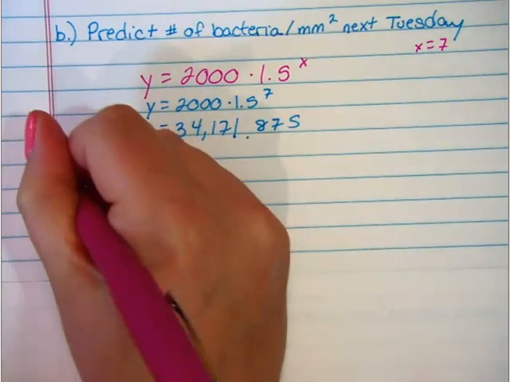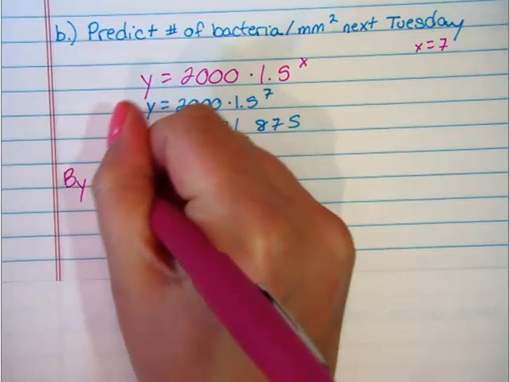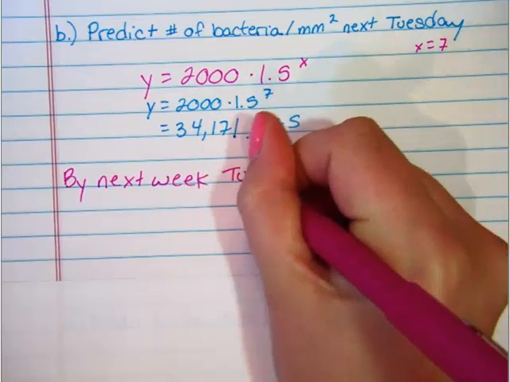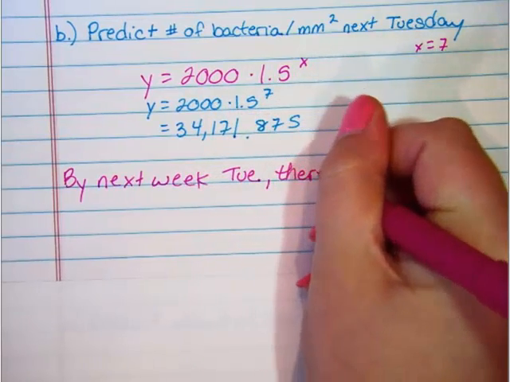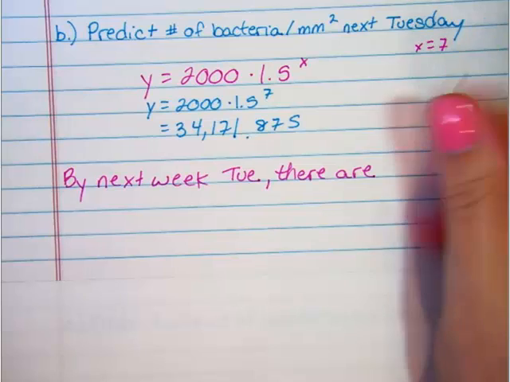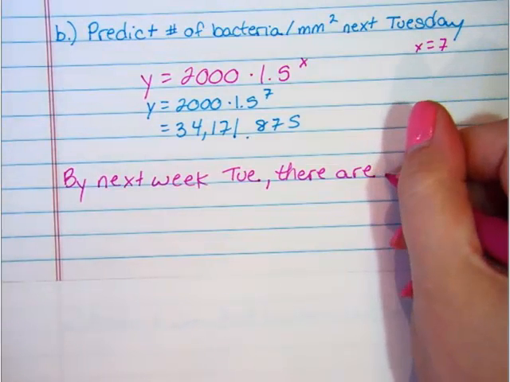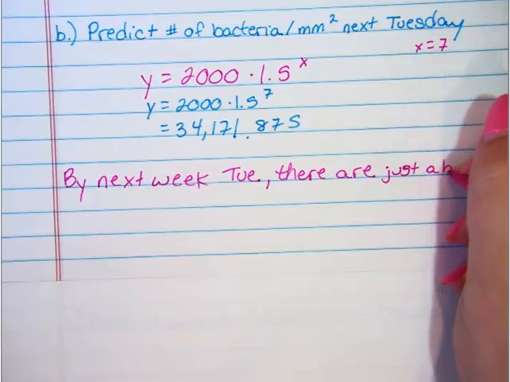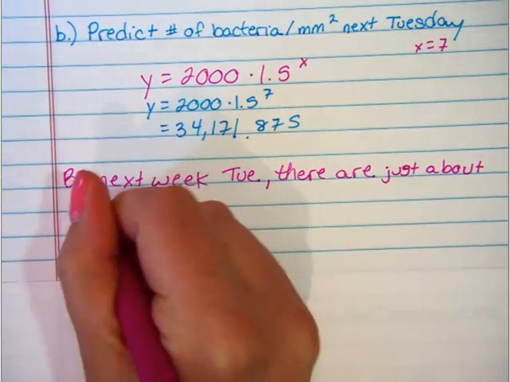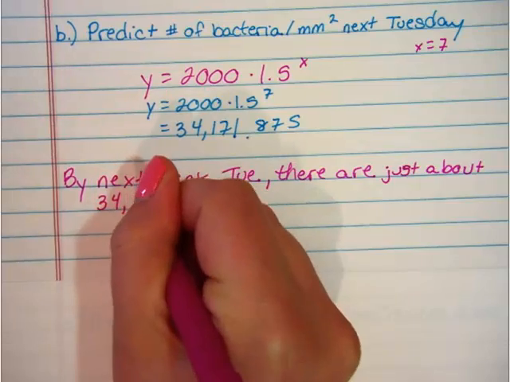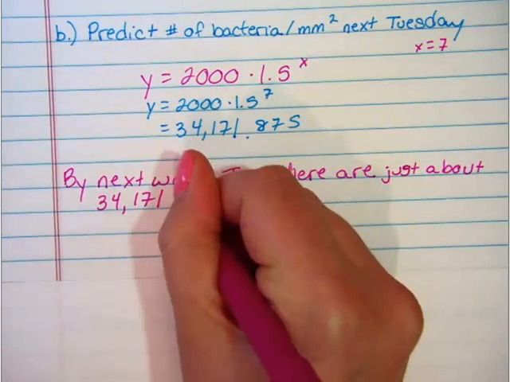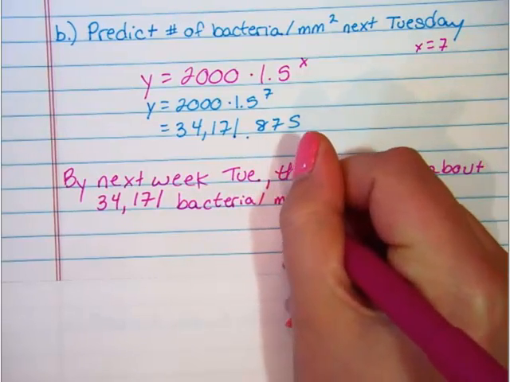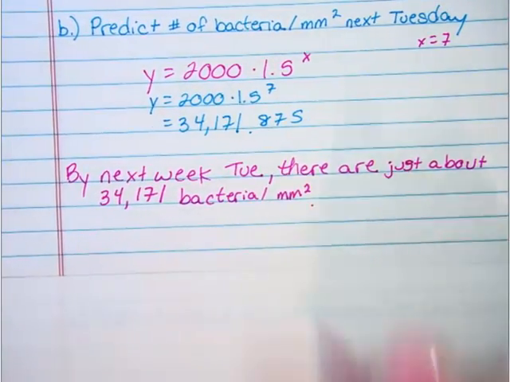So, the sentence for this: by next week Tuesday, there are just about 34,171 bacteria per square millimeter.